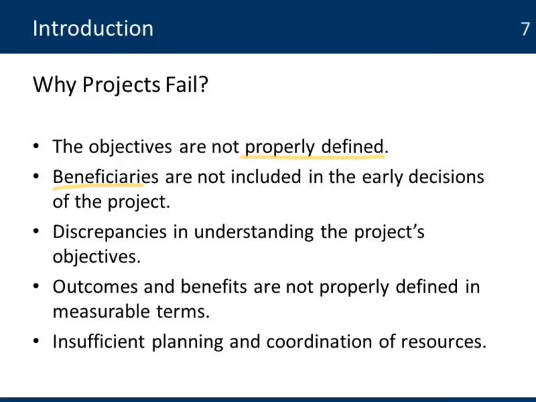There are also discrepancies in the understanding of the project objectives. Some people might have a different understanding or comprehension of what the project is. Outcomes and benefits are not properly defined in measurable terms, so it's difficult to know when the project has achieved an outcome or has produced a benefit. There's also insufficient planning and coordination of resources.